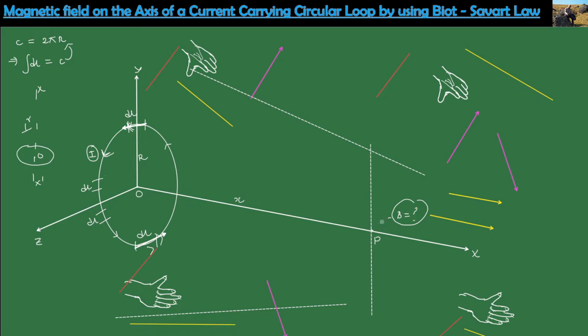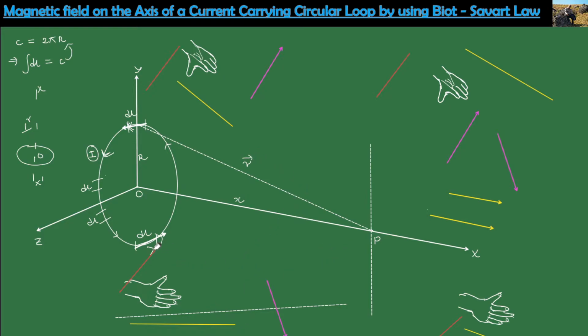So how will you find the magnetic field at P due to the current element? If this is the current element, then I have to consider the radius vector of the current element up to the point P. So let this be the radius vector of the current element up to the point P. This will be our R bar.